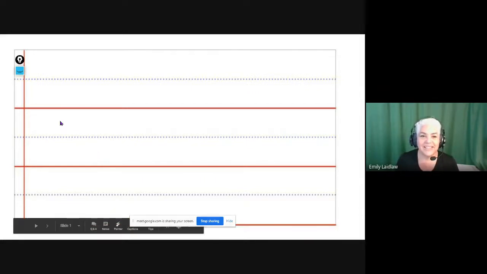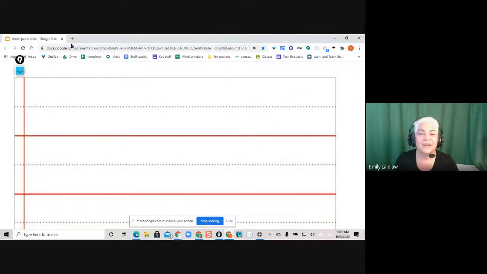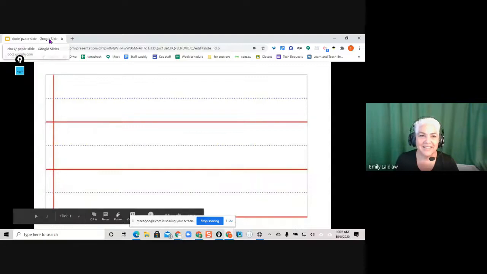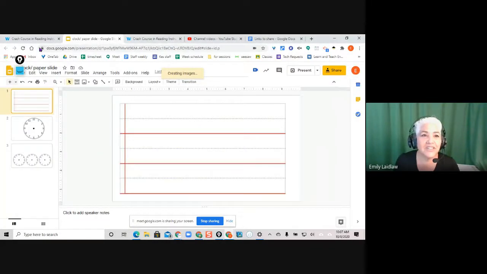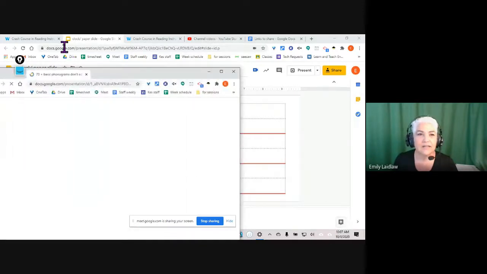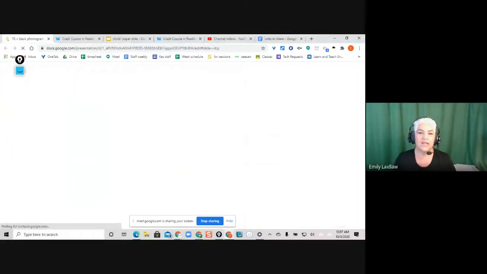So now we get to talk about phonics. I have a slide deck. When we talk about phonics, we connect the sound to the symbol.